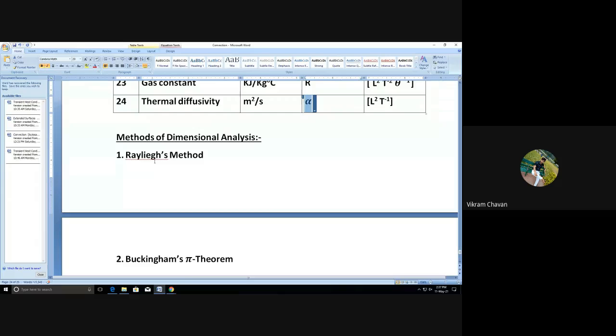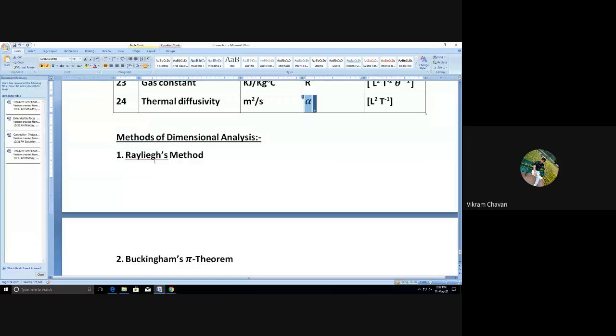But there are some negative points about Rayleigh's method. In most cases, when the number of variables included in a phenomenon is greater than 5, Rayleigh's method is not that effective, or it fails to provide the solution for the phenomenon. In that case, we have to use the Buckingham pi theorem.